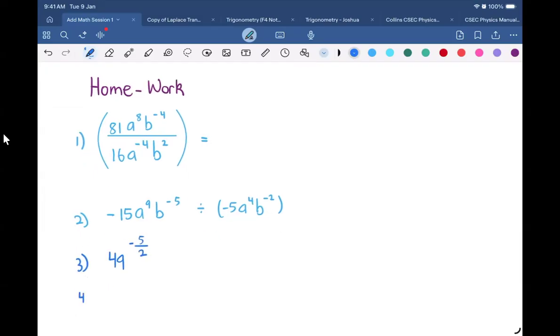When you're doing these questions, I don't want you to use a calculator. Try to do it strictly with just your head.